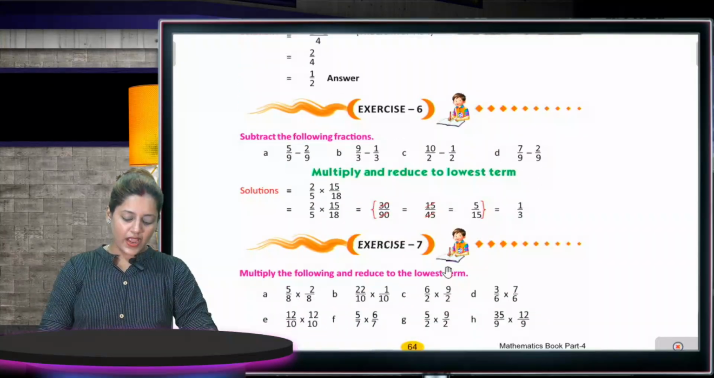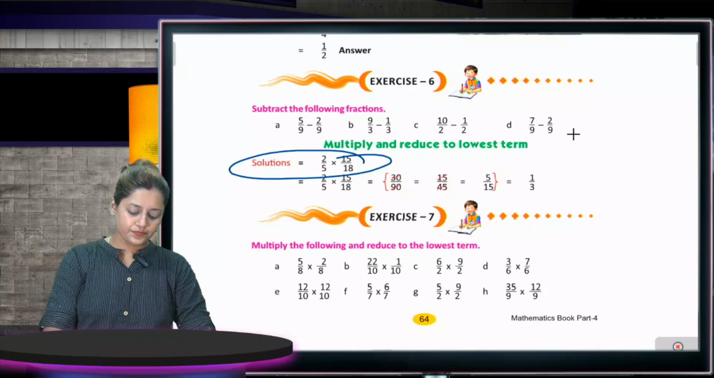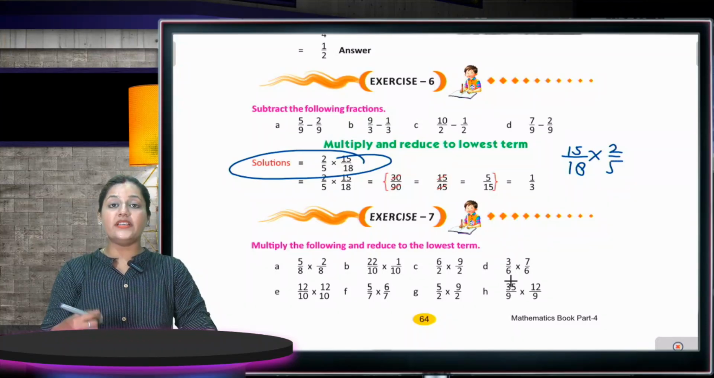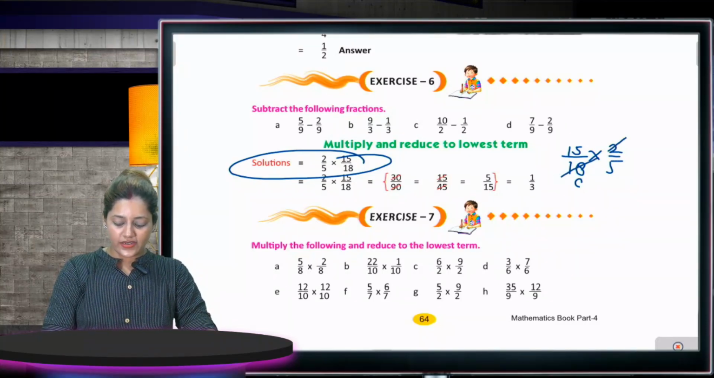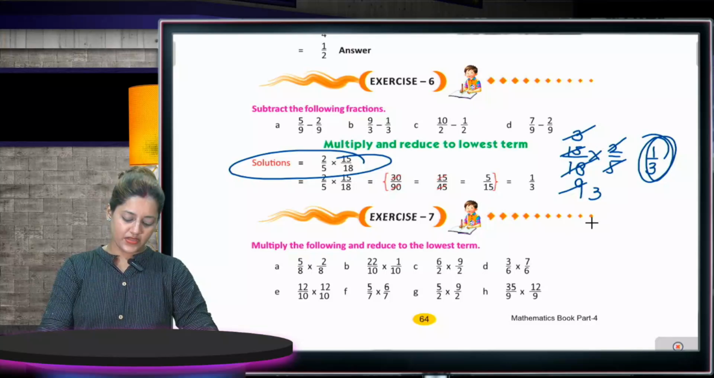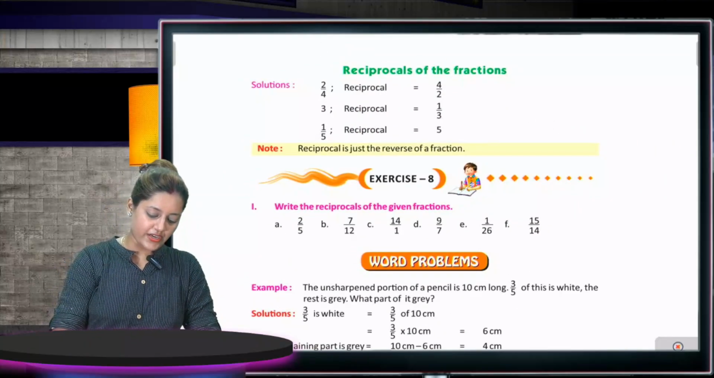Next is multiplying and reducing to the lowest term. So how do you multiply and reduce to the lowest term? Like 15 by 18 multiplied by 2 by 5. So you have to simply divide them. Like 2 is divided 9 times, 5 is divided 3 times and 3 is also divided by 3 times. So the final answer is 1 by 3. Understand?